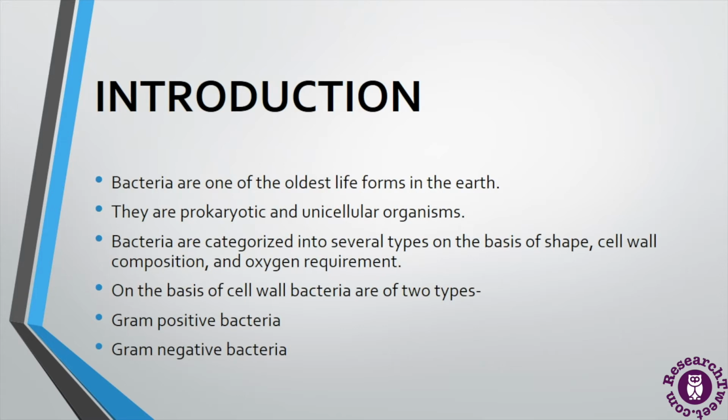Now these bacteria are categorized into different types on the basis of shape, cell wall composition and oxygen requirement. For example, according to the oxygen requirement of a particular bacteria, they are divided into two types called aerobic bacteria and anaerobic bacteria. Similarly, on the basis of the cell wall composition, the bacteria are divided into two types called gram-positive bacteria and gram-negative bacteria.